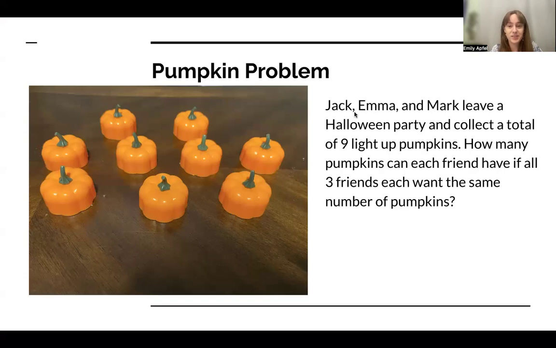So the problem is Jack, Emma, and Mark leave a Halloween party and collect a total of 9 light up pumpkins. How many pumpkins can each friend have if all 3 friends each want the same number of pumpkins?